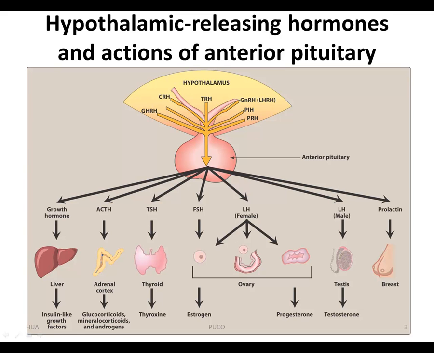Each hypothalamic regulatory hormone controls the release of a specific hormone from the anterior pituitary. The hypothalamic releasing hormones are primarily used for diagnostic purposes to determine pituitary insufficiency.